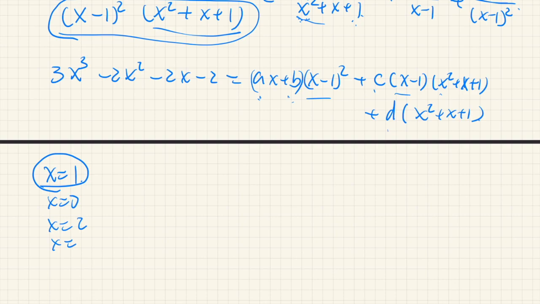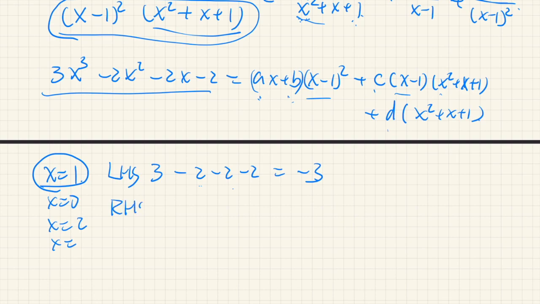So if we put x equal to 1, the left-hand side will be, what is it? 3 minus 2 minus 2 minus 2. Wait a minute, that is negative 3, the left-hand side. And the right-hand side becomes, so this is 0, this is 0, so it's just this term: d times 3. So 3d is equal to negative 3, and therefore d should be negative 1.